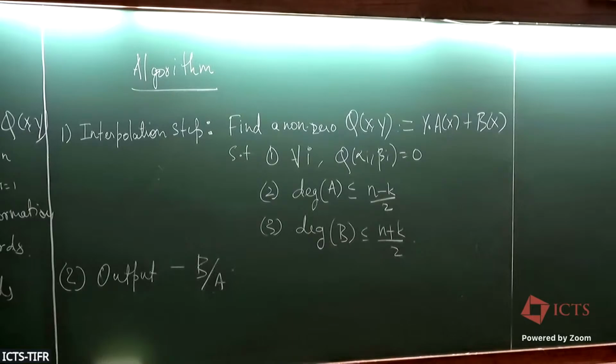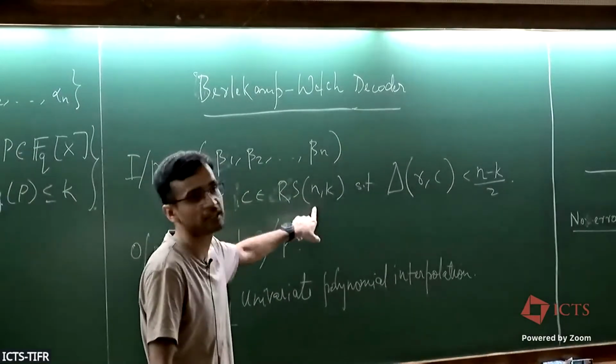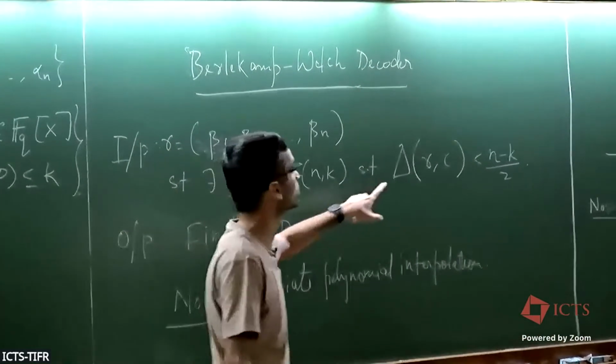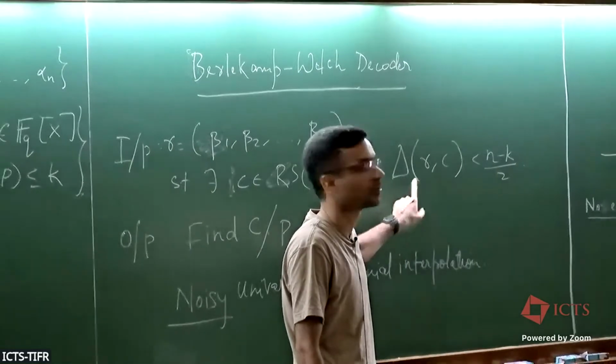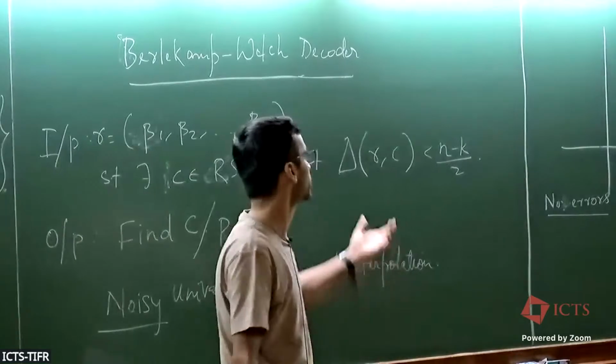Right. The version of the question we asked here was a promise problem. We are given a received word with the promise that there is a C that is close to the received word. For this case, it will be true that A divides B. We will argue this, but in general, this may not be true.